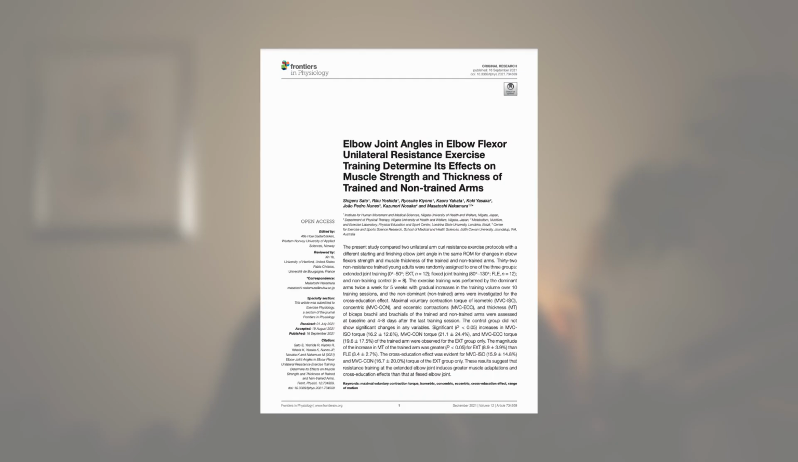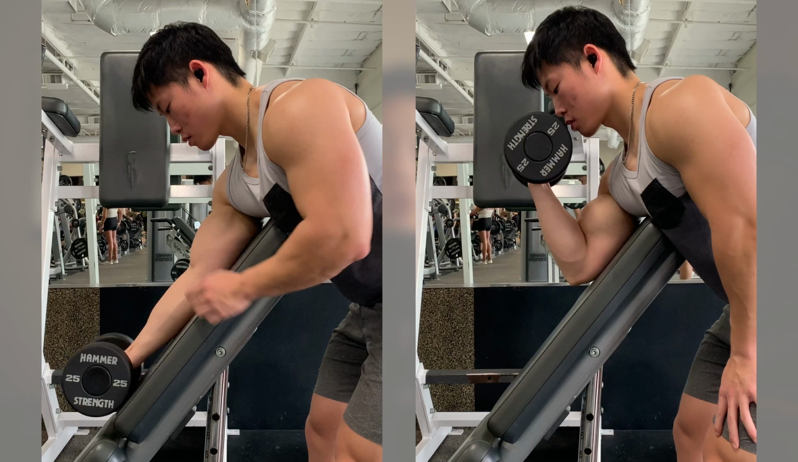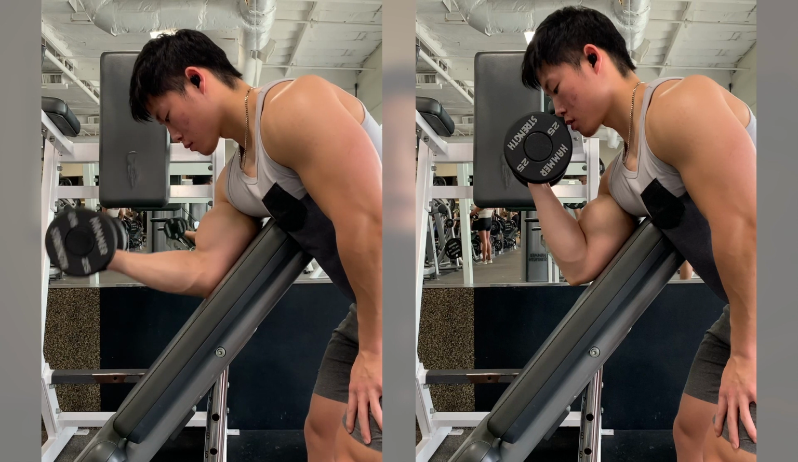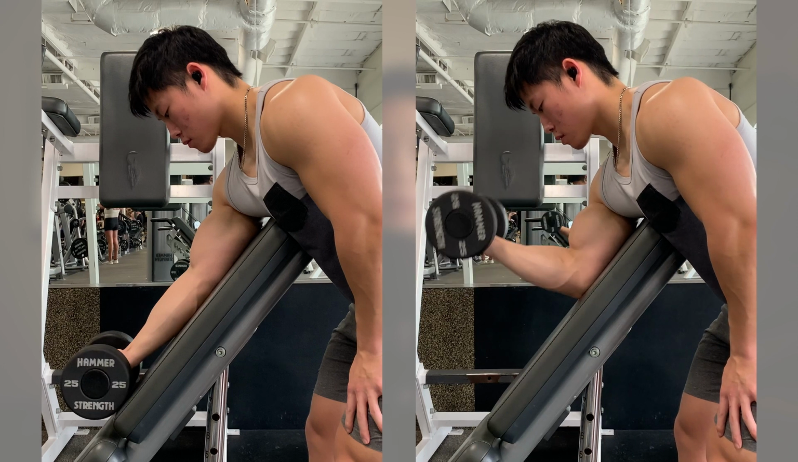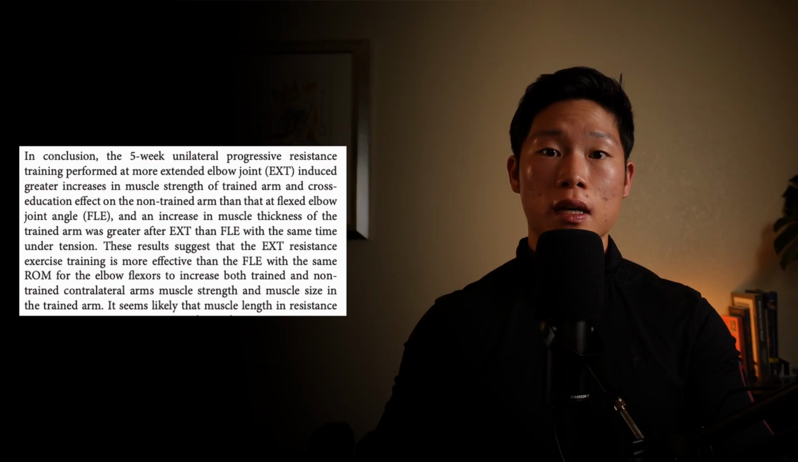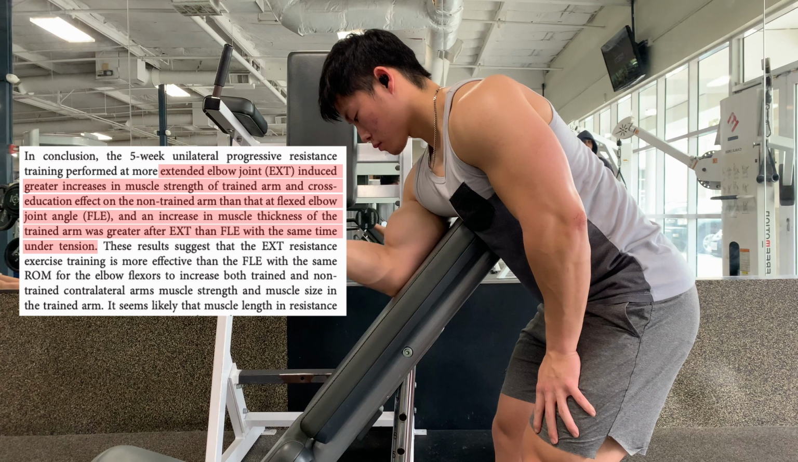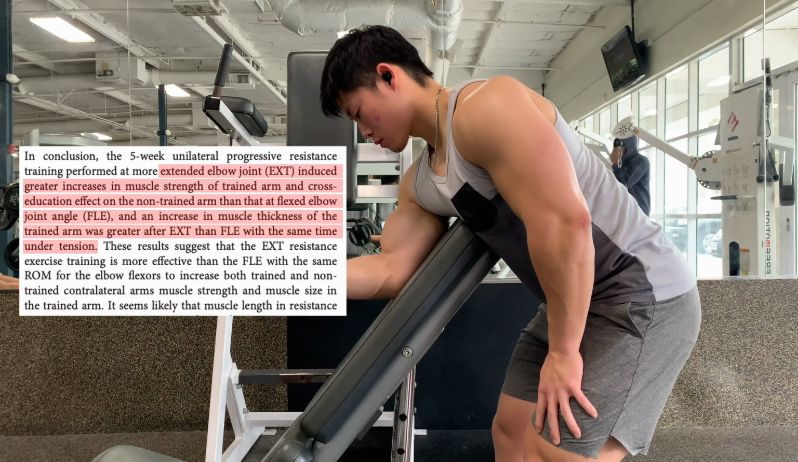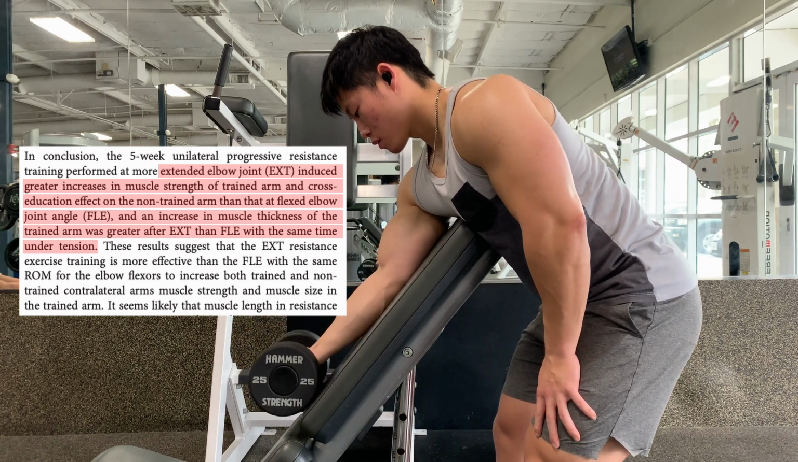This first study from 2021 split their subjects into 2 groups and had both groups perform preacher curls with their dominant arm, except one group only performed the bottom half while the other group performed the top half of the movement. After 5 weeks, the group that performed only the first half of the preacher curl experienced greater muscular size and strength. The results from the study suggest that training your muscles while extended is more effective for both strength and size compared to when the muscle is trained at its flexed position.